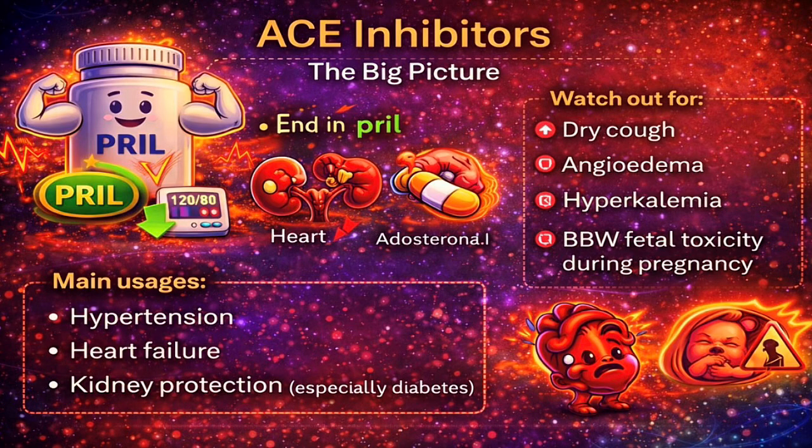Now let's look at the big picture and remember the best takeaways about ACE inhibitors. They end in pril. They relax blood vessels, leading to lower blood pressure, but they can also cause the ACE cough, angioedema, which is life-threatening, high potassium, and are dangerous in pregnancy. If this made sense, you're doing it right. Smart learning beats memorization every time.